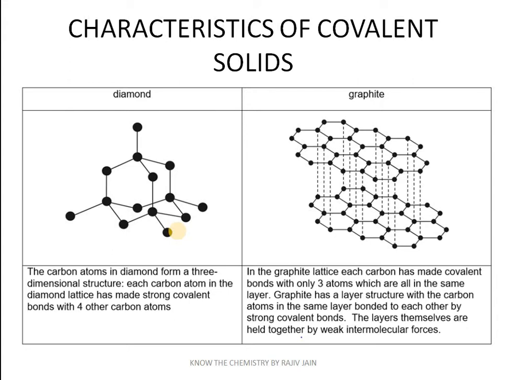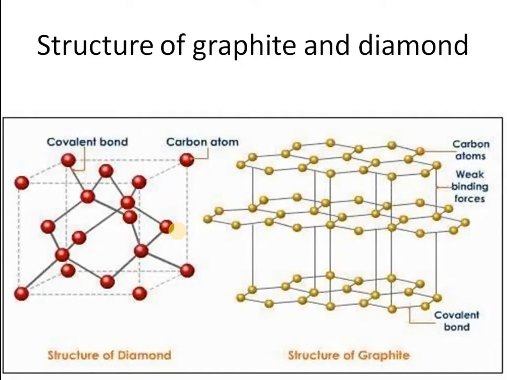And the forces between the layers are very weak. That's why graphite is slippery. Okay, and because one carbon atom is linked with three other carbon atoms, it is sp2 hybridized. So it means one unhybridized orbital will be there, and an electron will be there in that unhybridized orbital. So that electron is free to move. So graphite is a good conductor. Why? Because of the presence of one unhybridized orbital which contains one electron. That electron can be moved here and there. So that is responsible for the conductivity in graphite as compared to diamond.